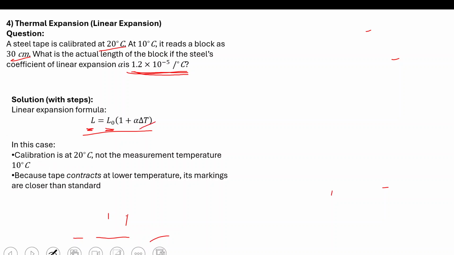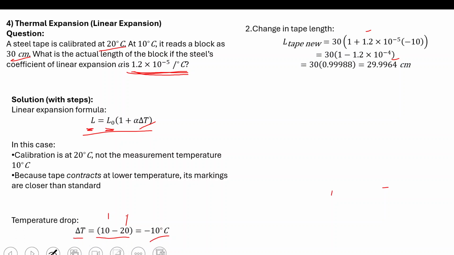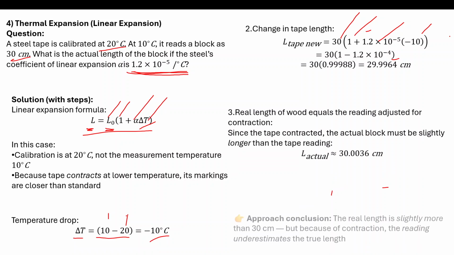Alpha is already there, and then there's 1 and there's the initial length. So I plug it in. The initial length here is 30. Then 1 is also 1. Then alpha is the linear expansivity, and the delta T we're writing as minus 10. So we just solve and get the final answer.